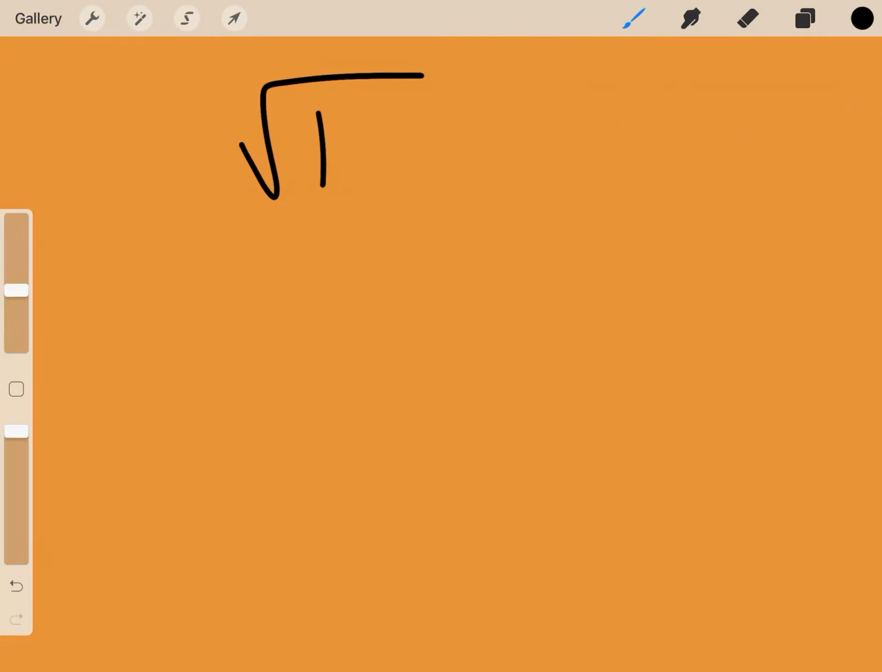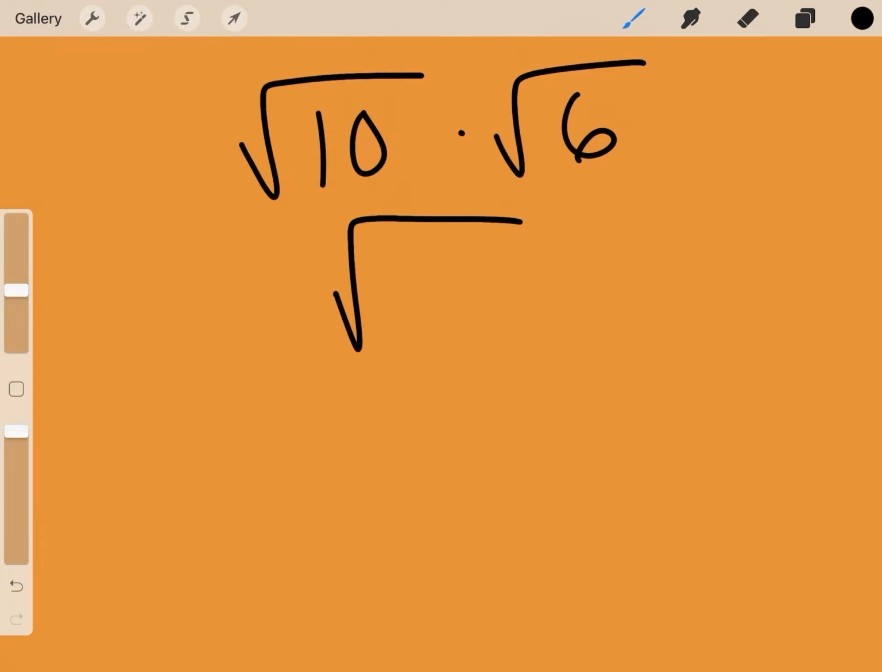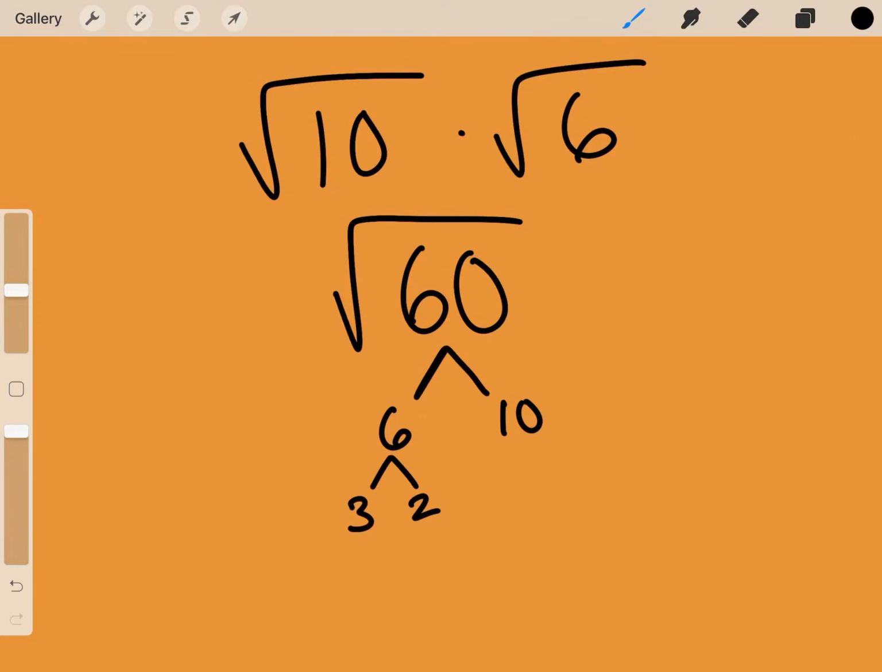What if I have the square root of 10 times the square root of 6? That becomes what? Becomes the square root of 60, but the square root of 60 can be simplified. 60 breaks down into 6 and 10. 6 breaks down into 3 and 2. 10 breaks down into 2 and 5.